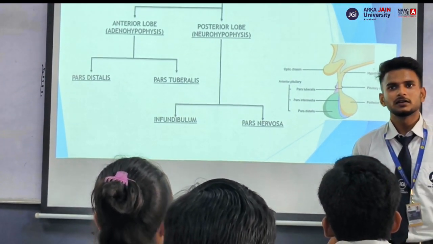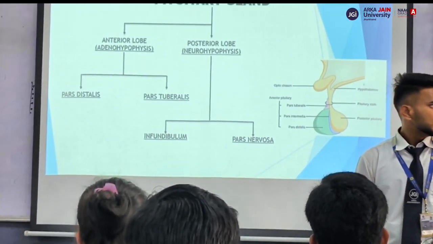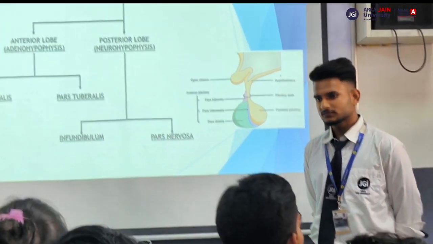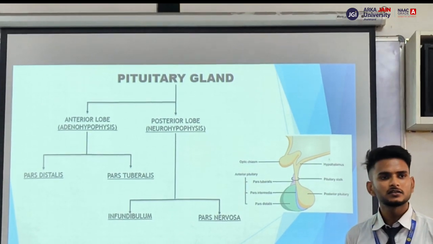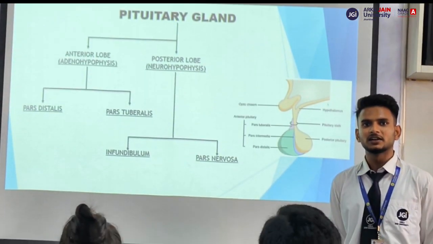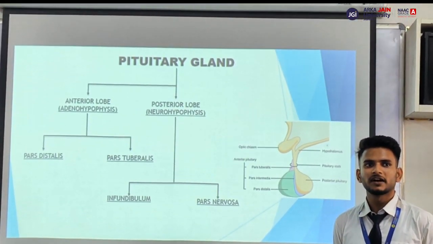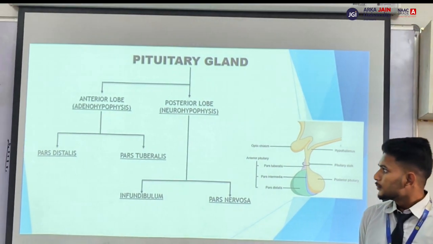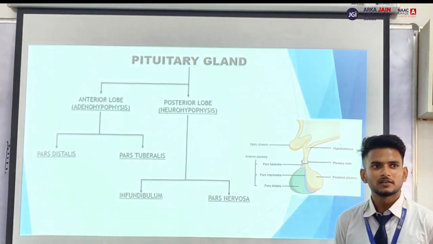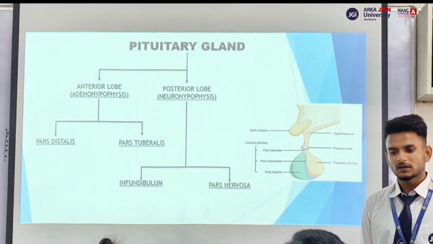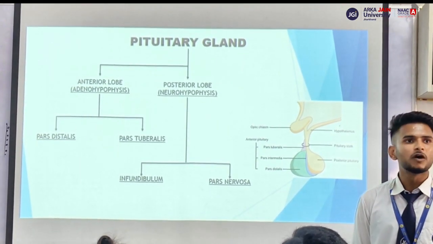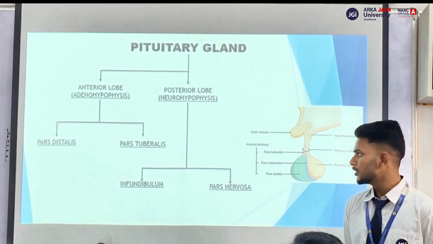Anterior lobe is also known as adenohypophysis. The anterior lobe is composed of epithelial tissue. It is further divided into 2 parts: pars distalis, which is a larger portion, and pars tuberalis, which forms a sheath around the infundibulum.